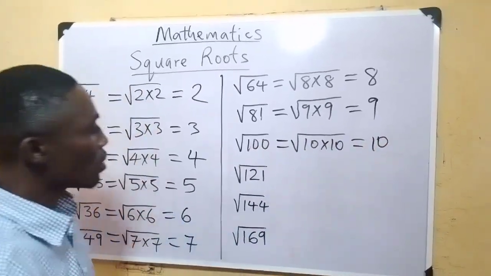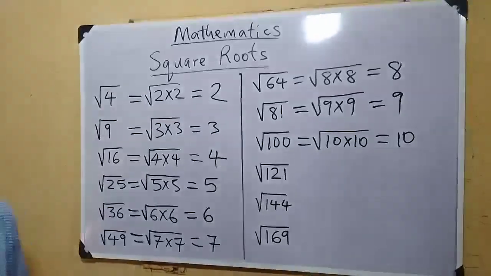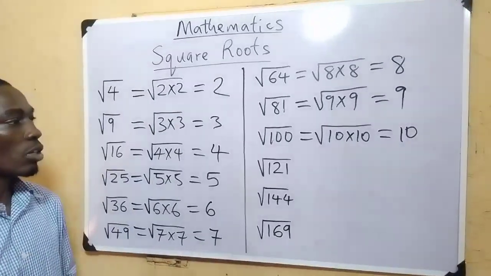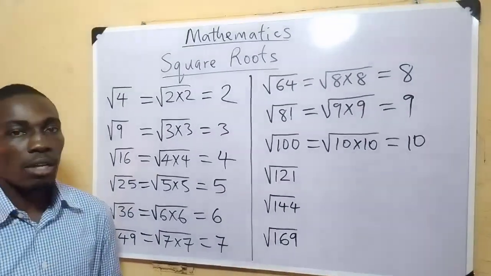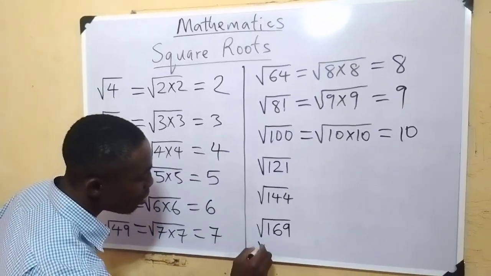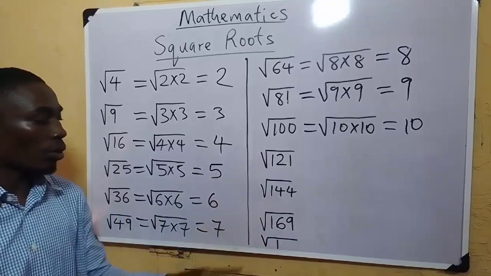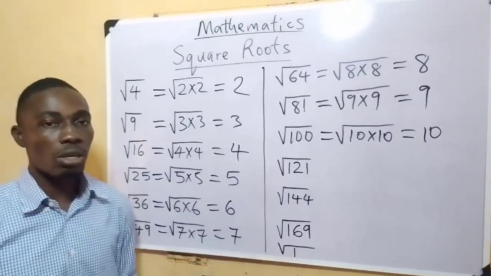10. So, I hope you have understood everything. If you have any questions, drop it on the comment section. And I would like you to attempt the remaining questions. And as well, also find square root of 1. Square root of 121, 144, 169, and square root of 1.